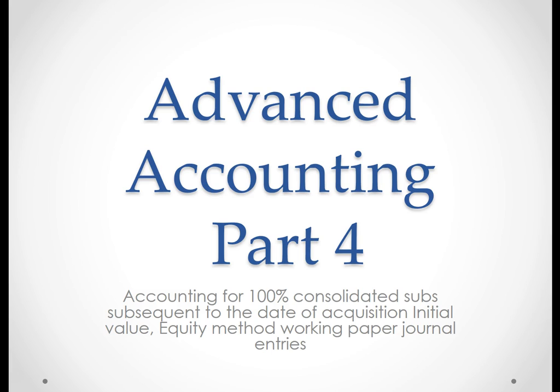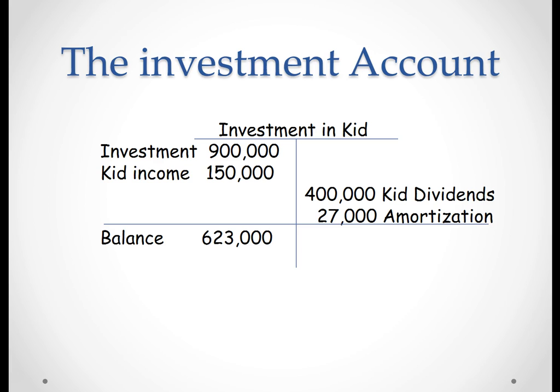Now remember, when we talk about these entries, unlike the ones in part 3, these are specifically done only on the working papers. So this is a summary of what we did in part 3, and we know that the balance now in the investment account is $623 because we adjusted for the effects of the sub's income, dividends, and amortization because we're using the equity method.